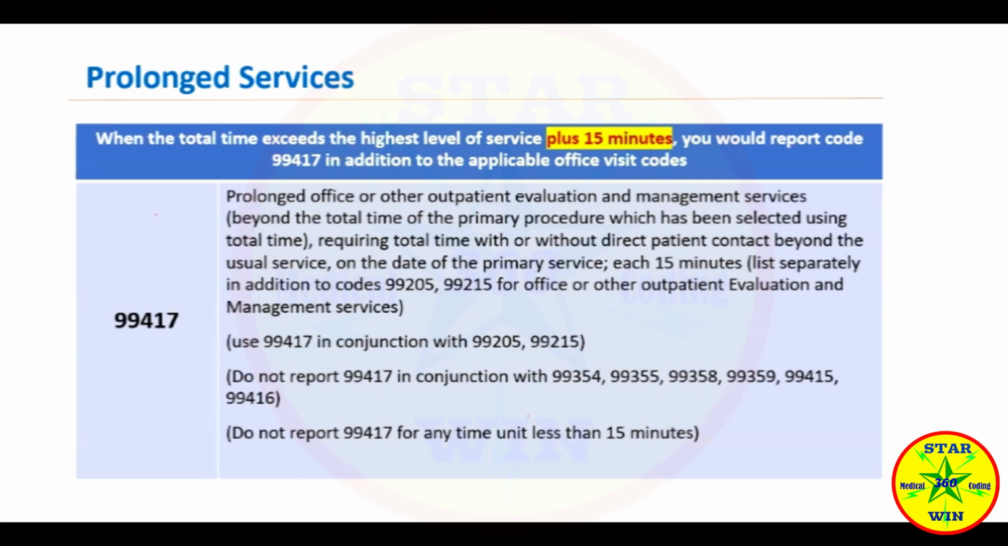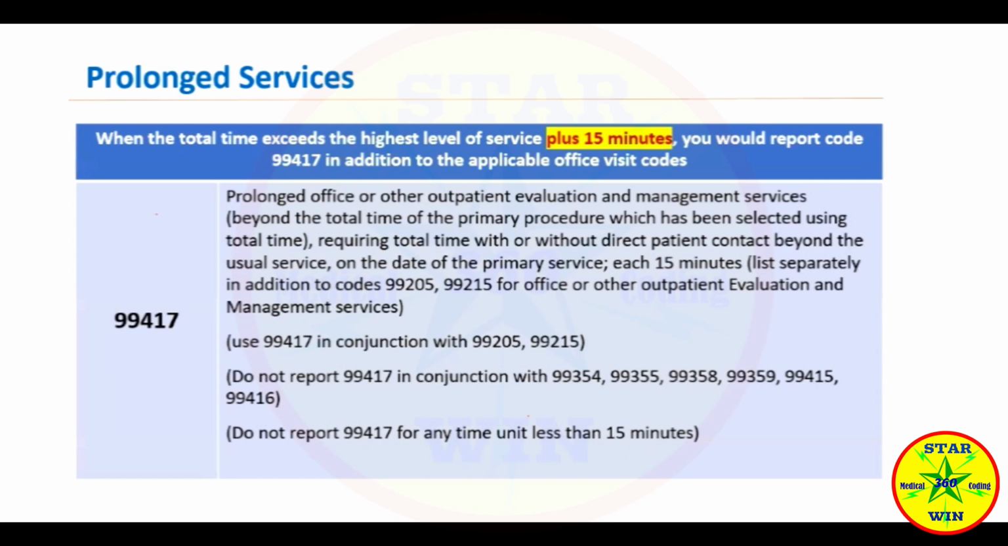So the previous codes we can use for some other services which we are coding, but not for 99205 and not for 99215. Only 99417 is required to append for these two codes. The point we need to remember: use 99417 in conjunction with 99205 and 99215 in 2021. Do not report 99417 in conjunction with 99354, 355, 358, 359, 415, 416.